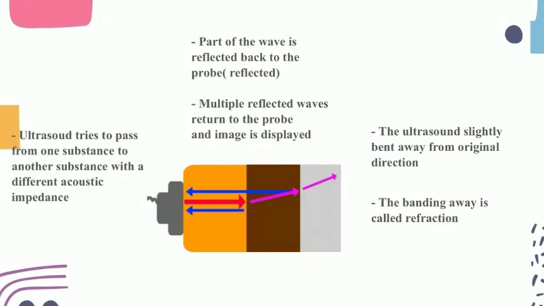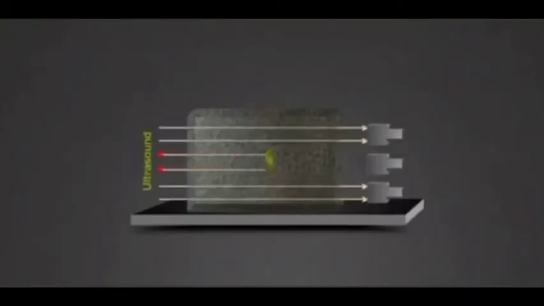Reflected waves are extremely important since it is only these waves that return back to the probe and provide information for the machine to show an image. Multiple reflected waves return to the probe and the machine uses this information to display an image showing the different tissues. So here is the mechanism that happens.